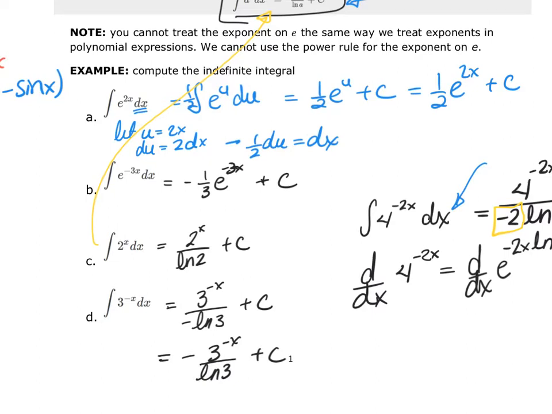How are we doing? Any questions so far for me before we continue? Anything at all?